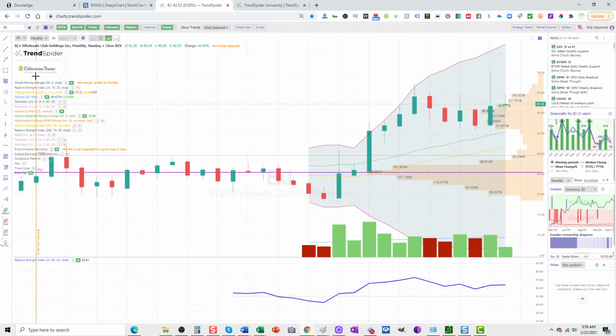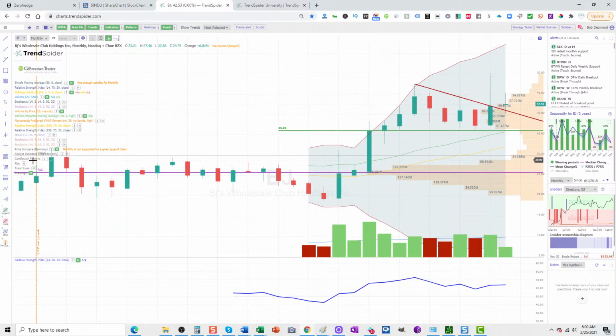All right, so we'll begin as we usually do. Higher level view, monthly chart. I like this setup. We have a breakout. We're retesting, or we have retested the breakout point. It held. We rallied off of it. That's really good to see. We have good support below.